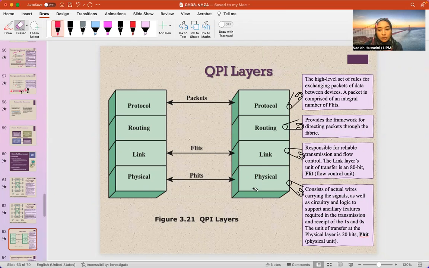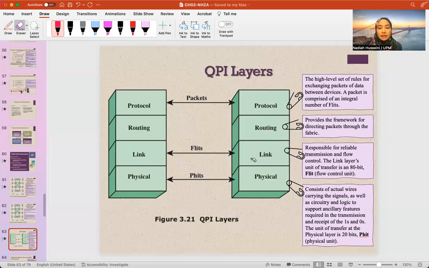So here you are transmitting bits. The unit of transfer at the physical layer is 20 bits. So between these 2 layers, you are transmitting 20 bits at a time, depending on how much transfer is going on per second. So 20 bits is called a phit. It's called a phit, which means physical unit. The unit of transfer is physical units, or phits.